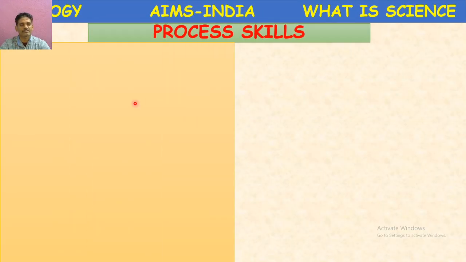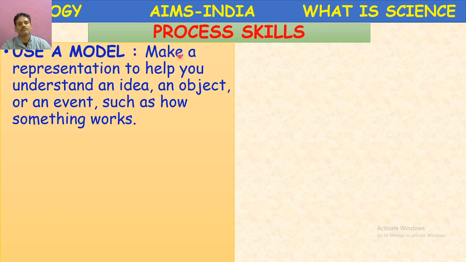Next, another process skill, use a model. This is a very important process skill. Whenever you want to make a representation to help you understand an idea, an object or an event, such as how something works, you need a model. Okay. By seeing the model, you can easily understand. So, in order to give strength to your observations or your experiment, you need to use a model.